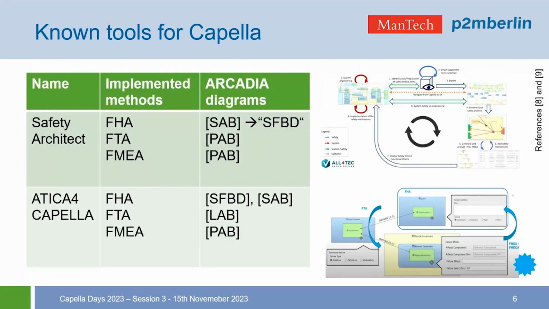On the next slide, we wanted to identify some known tools that already exist in the industry, and they do provide a number of good insights, unique to their own implementations. Safety Architect has implemented methods for FHA, FTA, and FMEA, and similarly, Attica for Capella has also done the same, but they focus slightly differently on the Arcadia diagrams. Safety Architect looked more at the system architecture, and then more at the physical architecture for FTA and FMEA, whereas Attica for Capella looked at FTA more at the logical architecture, and then FMEA used the physical architecture.